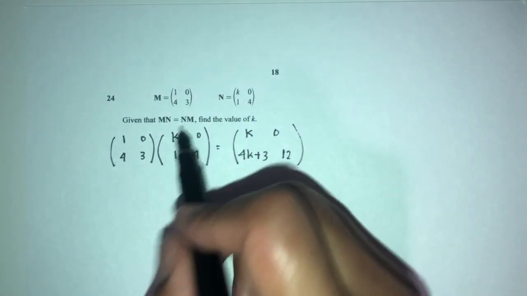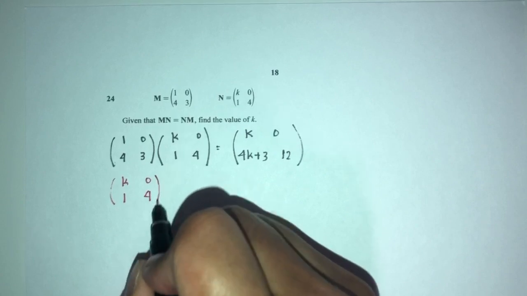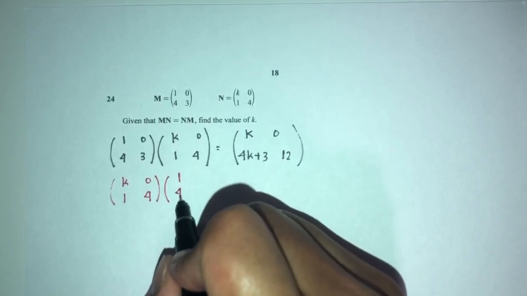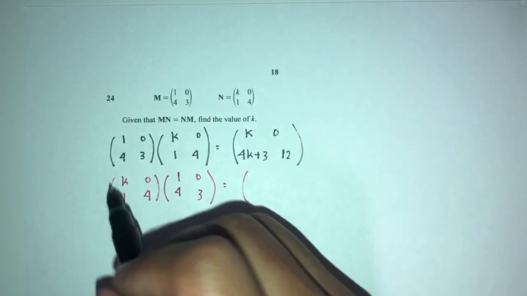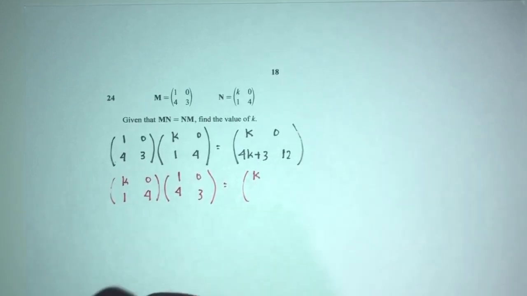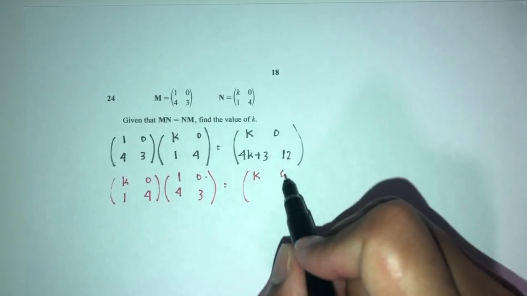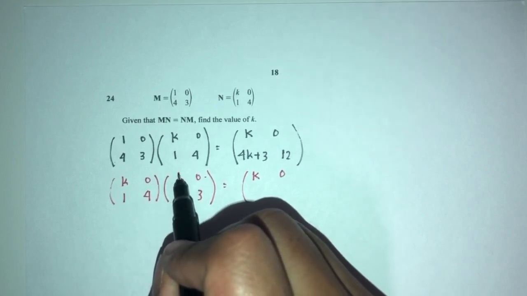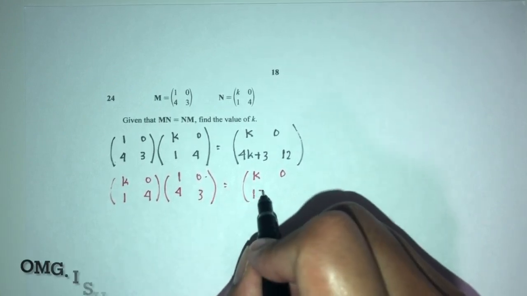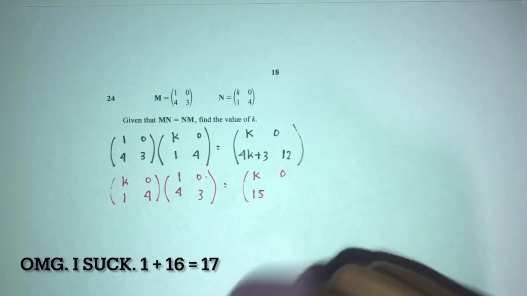And for mn, this one will be k, 1, 0, 4 times m. So rows by column, that will be k. Rows by column, that should be k times 0, that should be 0 as well. Rows by column, that should be 1 times 1 is 1 plus 16, that should be 15. Rows by column, so 1 times this plus this times this, that should be 12.